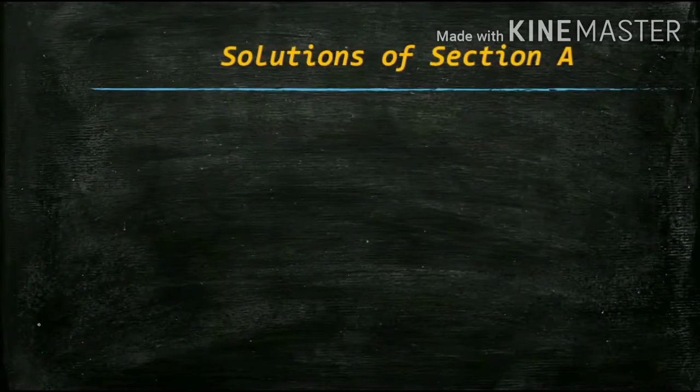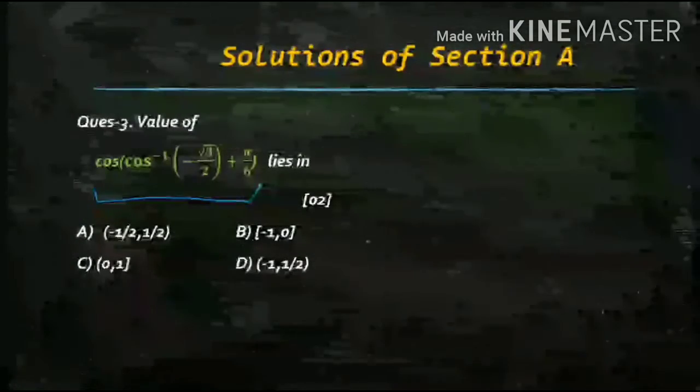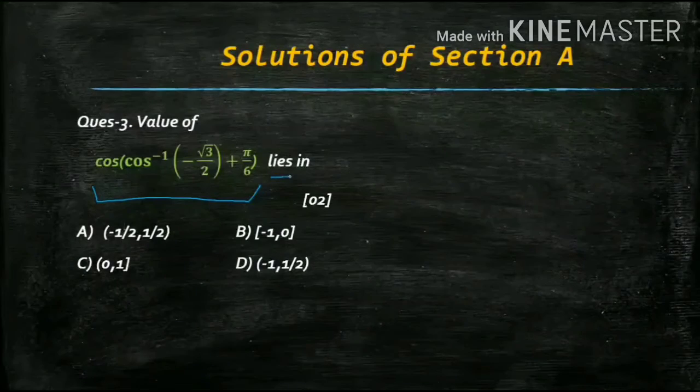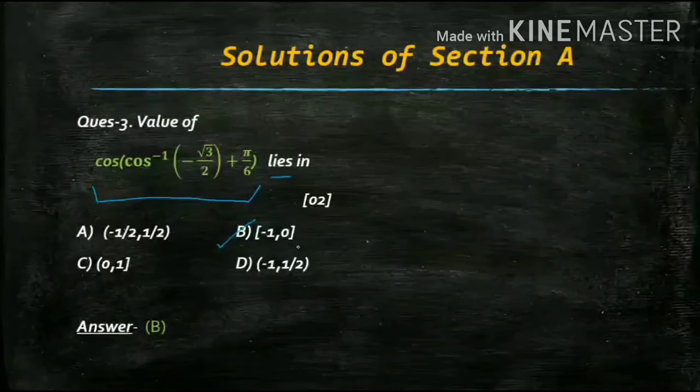So let's now move to the third question, which was this. It was asking you to find the value of this expression, and it says it lies in which of the following four intervals given to you. Okay, so let me tell you the correct answer, and the correct answer is also B, closed interval minus 1 comma 0. Okay, so let me give you the explanation.